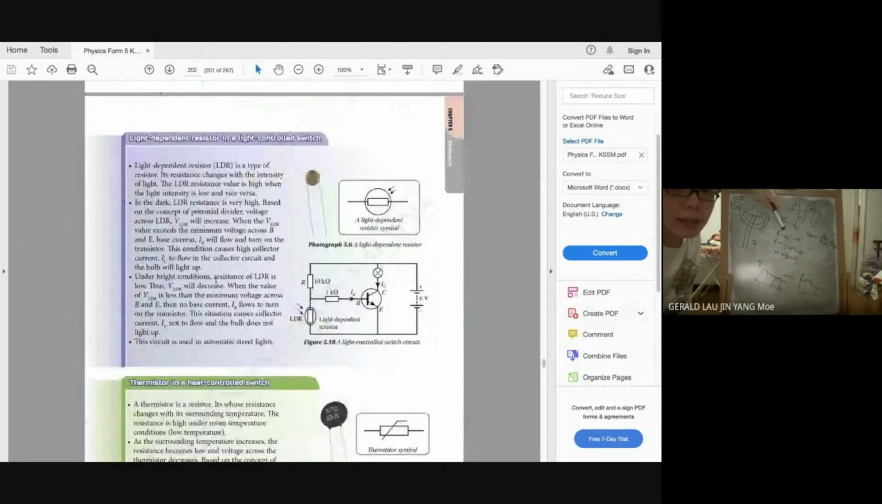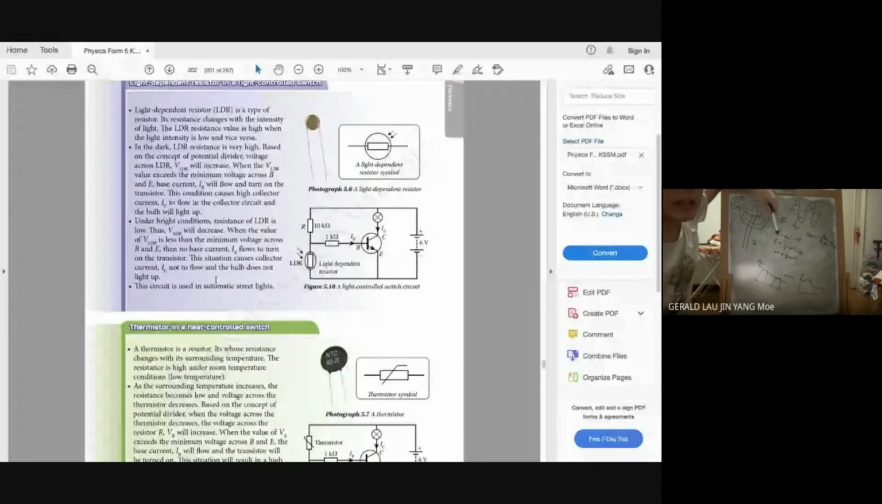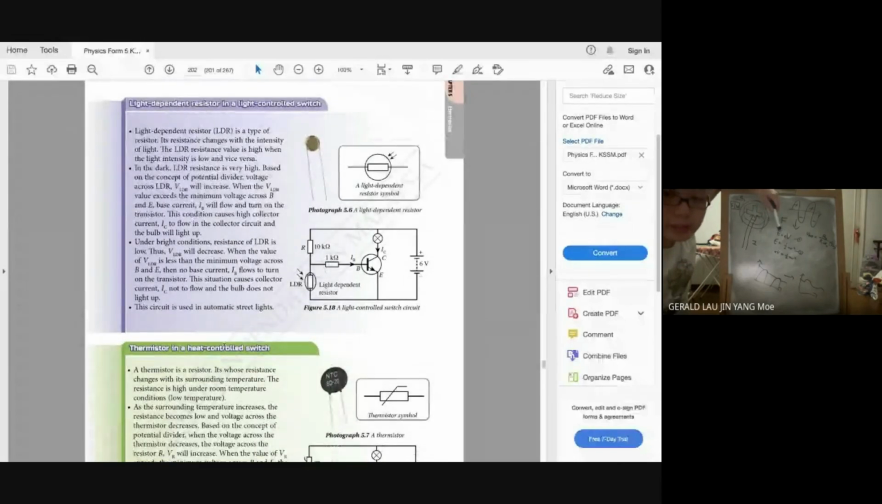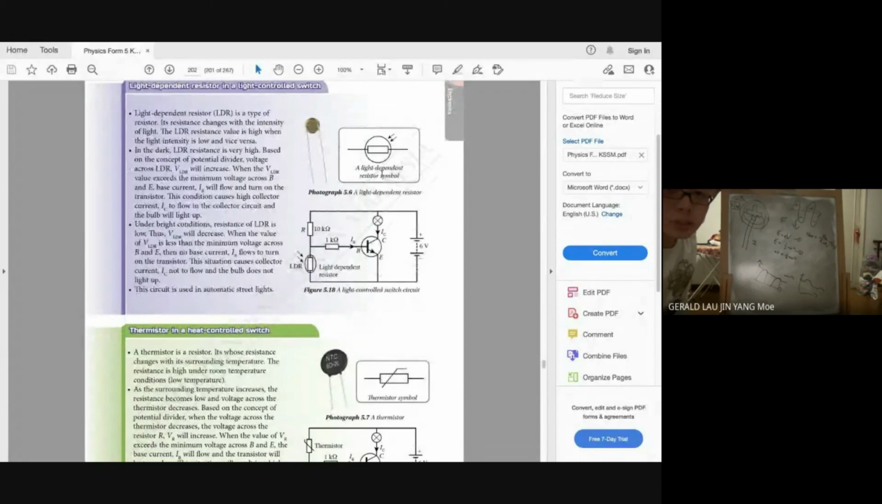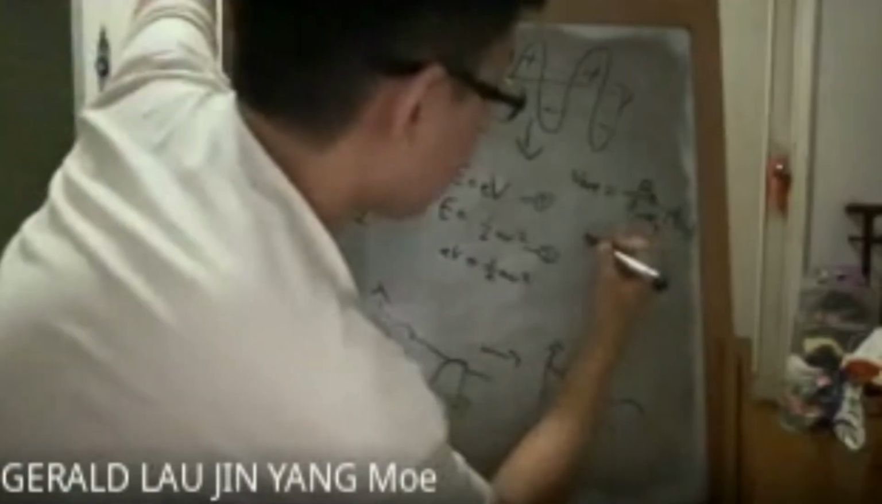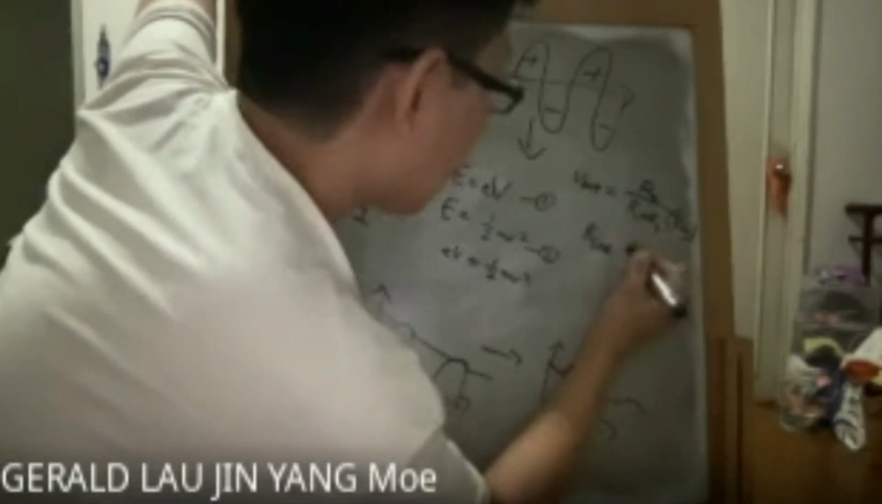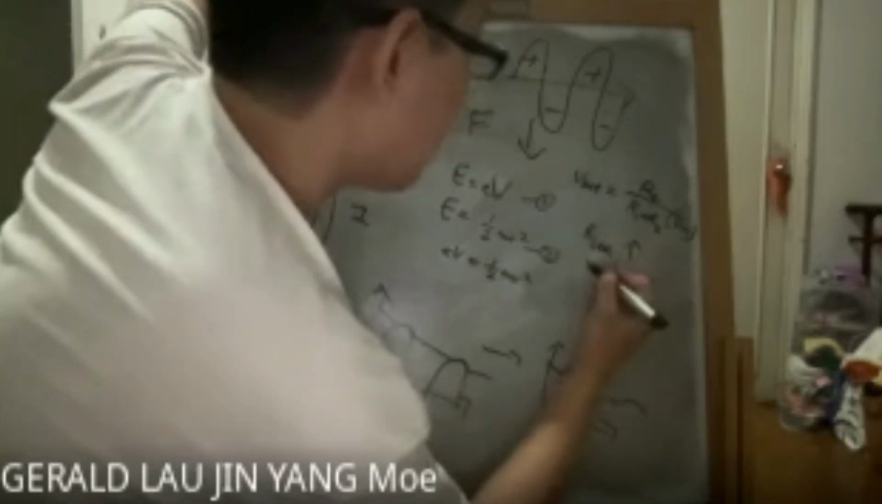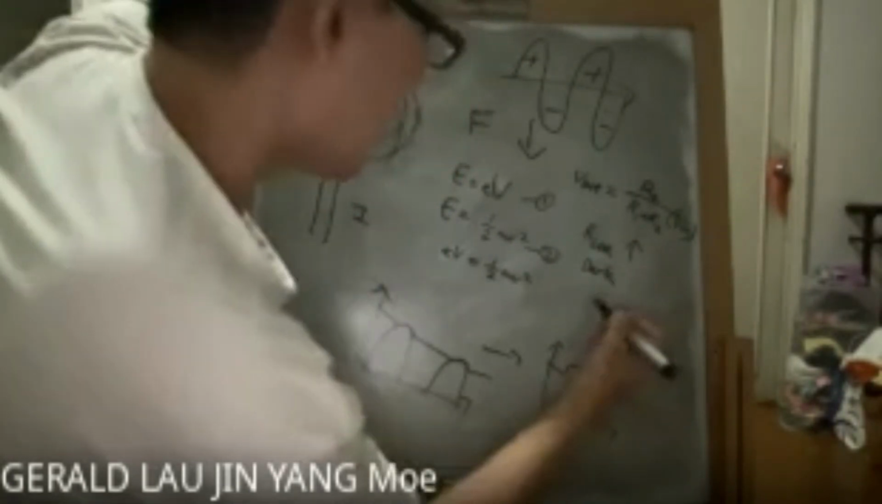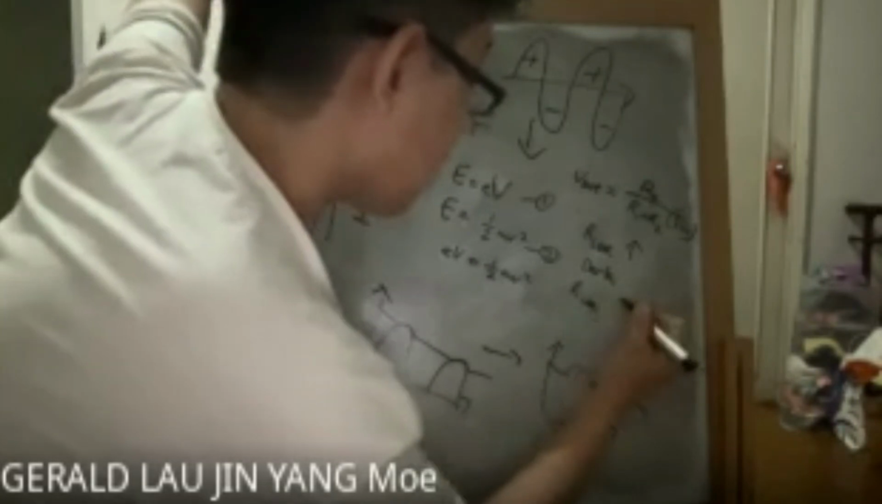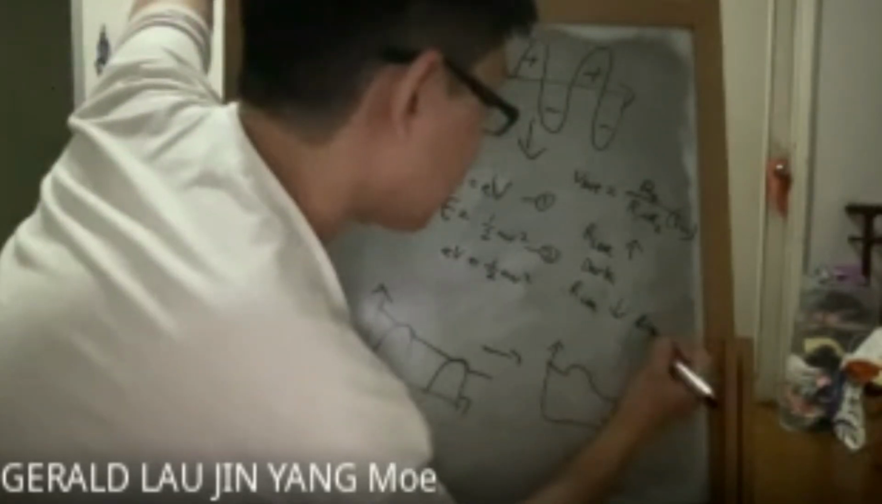Okay, now you look at the two different types of sensors. One is LDR, one is the thermistor. Okay, light dependent resistor is used in your street light. Okay, light dependent resistor is a type of resistor. Its resistance changes with the intensity of light. Okay, LDR resistance value is high when light intensity is low. Okay. Resistance LDR akan high kalau dia dark. Okay. Resistance LDR low kalau dia bright on a sunny day.